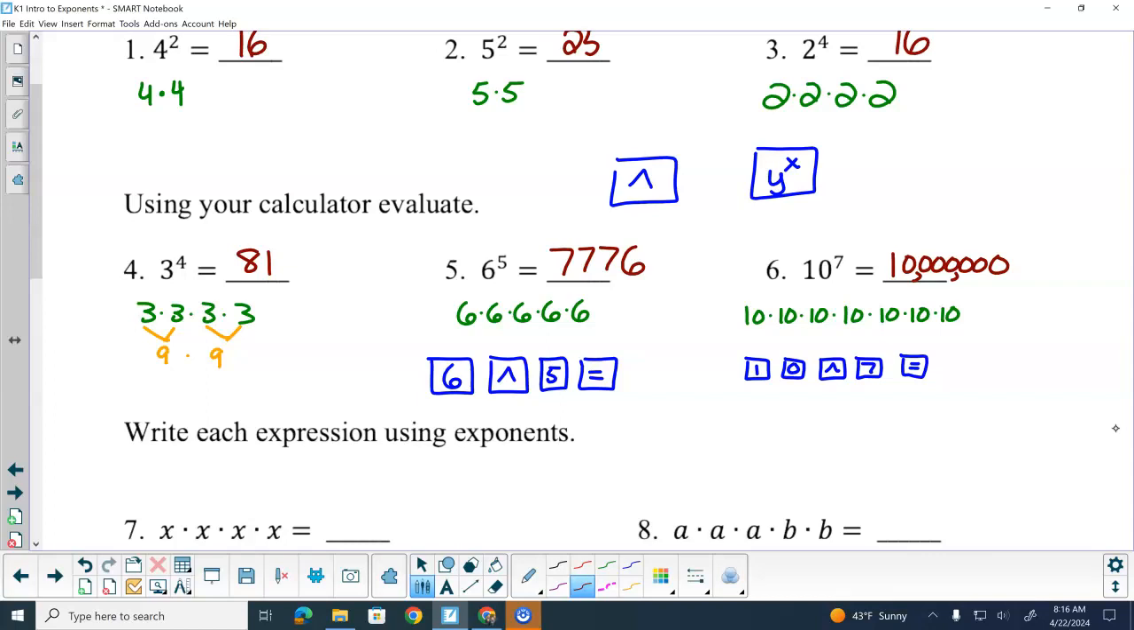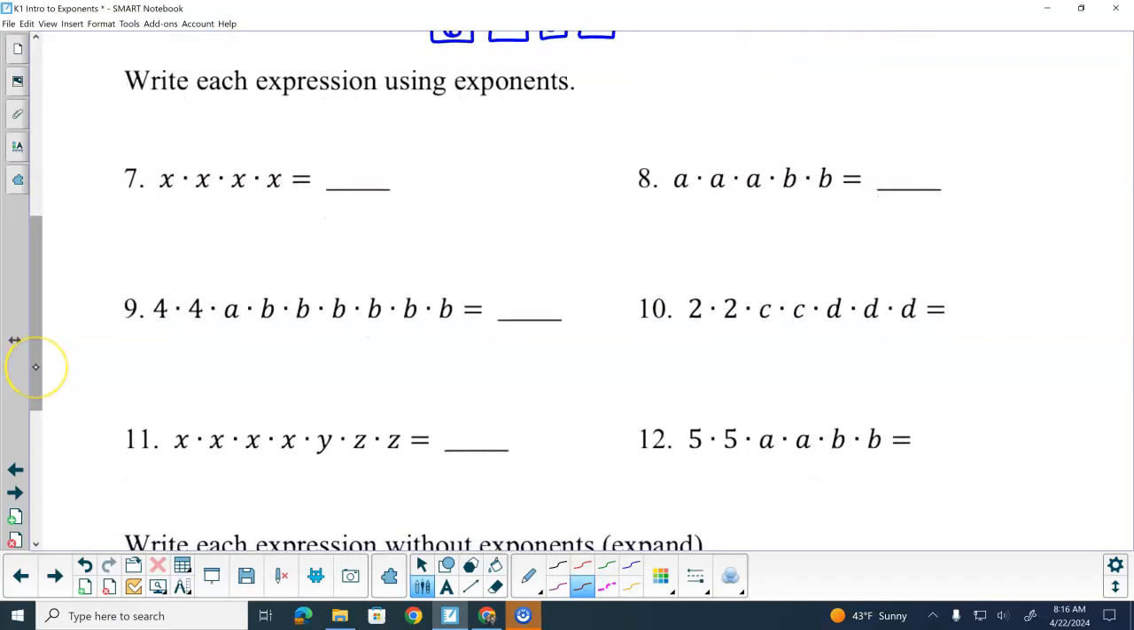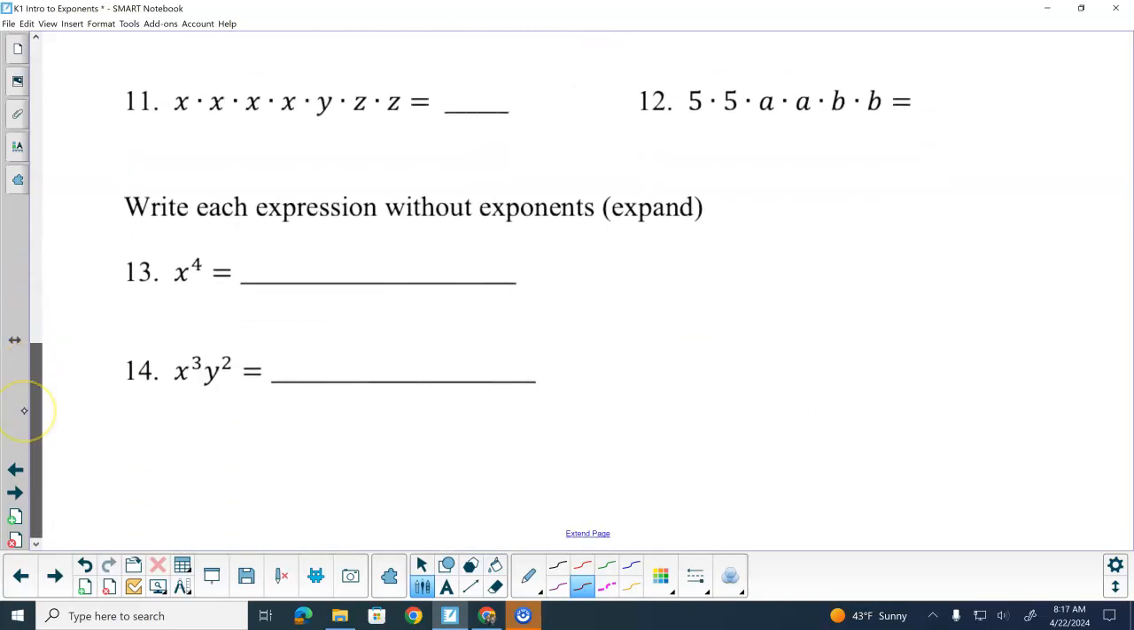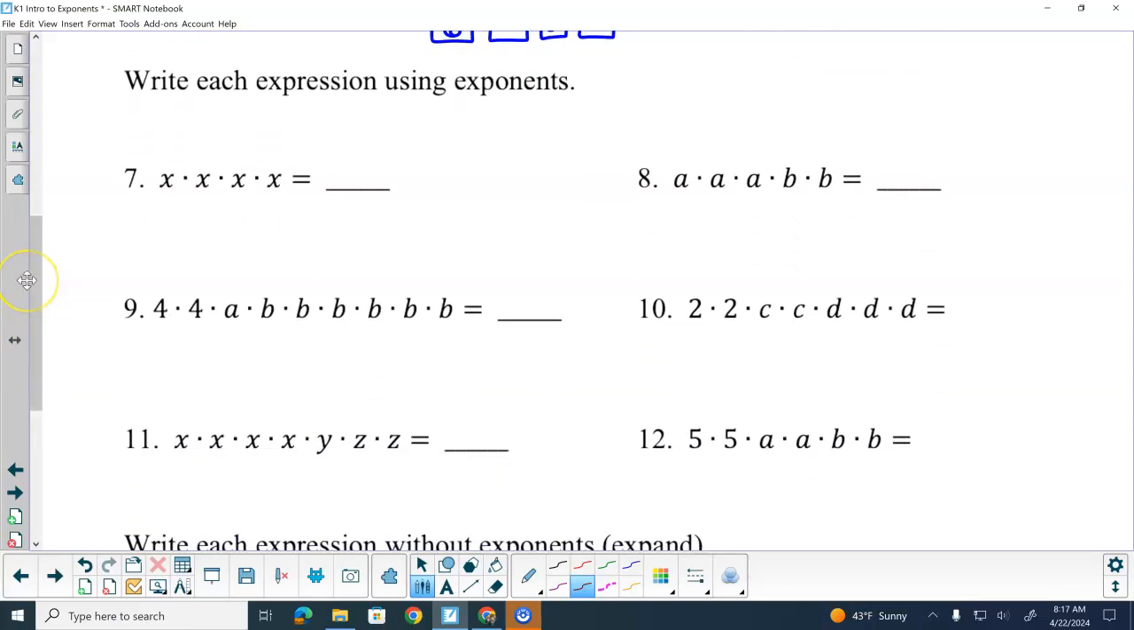Now, what we're going to do today is condense expressions using exponents, and we're going to expand them. So we're going to condense and expand. When we condense, we're going to get smaller and smaller, a nice, neat, pretty little expression. When we expand, we get these big, long things like we got here.